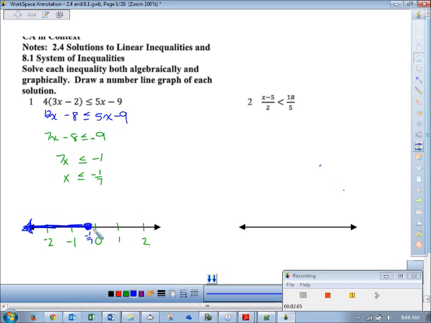Just a refresher of what we're doing to solve an inequality. There's an infinite number of answers to this. Where are the answers, though? Any number that's less than or equal to negative 1/7 would make this a true statement up here. That's what we're finding. On number 2, I'm also going to solve it algebraically.